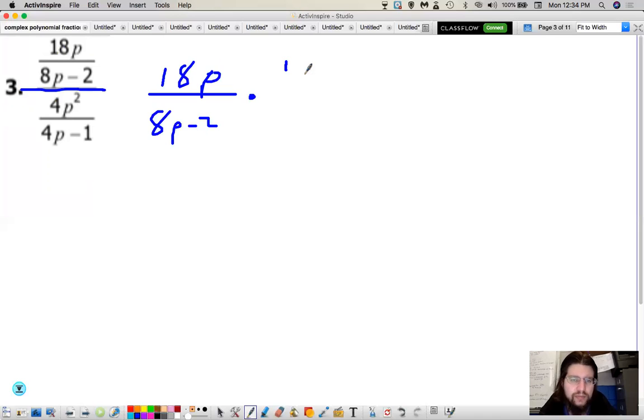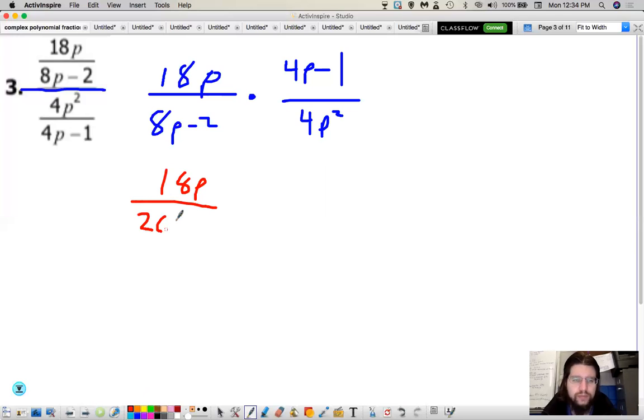Reciprocate. Any squares? No, okay. So if we look, it doesn't look like anything cancels really, except maybe this 18 and this 4 over here. But if we notice, there's a GCF here. Factor out that 2.